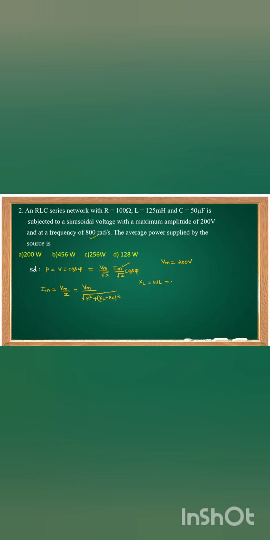Omega, that is the angular frequency, is given as 800 radian per second. The inductance is given as 125 millihenry, that is 125 into 10 power minus 3. Simplify this, friends. How much can we get for XL? This XL equals 100 ohms by simplifying this.